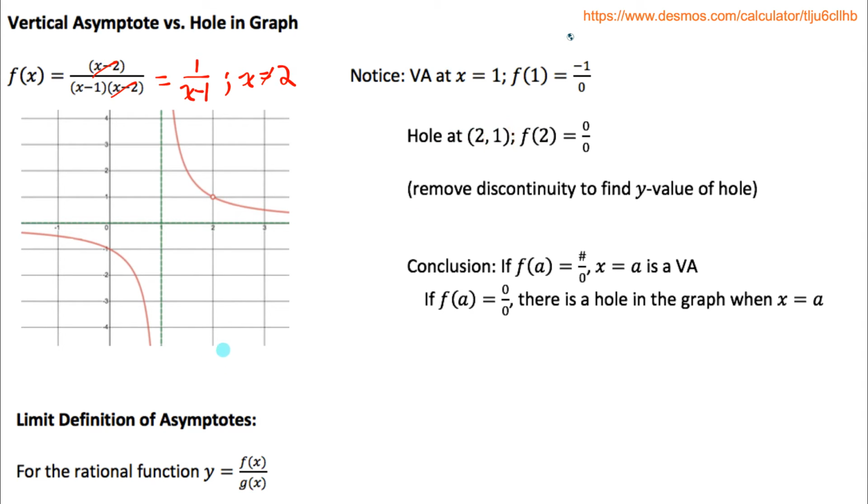Because if we remove the discontinuity, which means do this simplification where I cancel the factors that cause the hole, and then plug the x value in, it'll tell me where the function would be if the hole wasn't there. So general conclusion, if you get a number over 0 for a given x value, that means there's a vertical asymptote there. If you get 0 over 0 for a given x value, that means there's a hole in the graph at that x value.